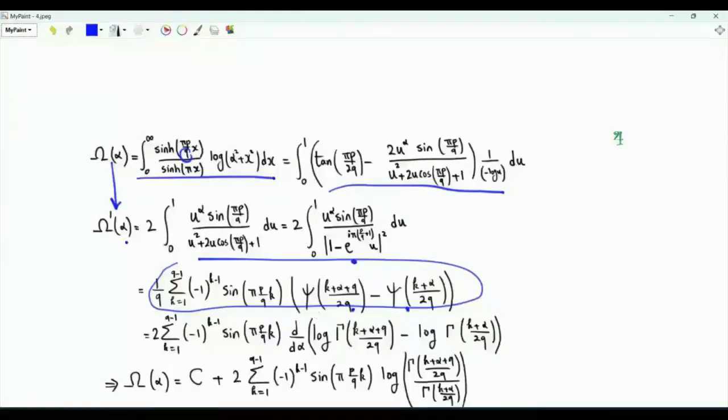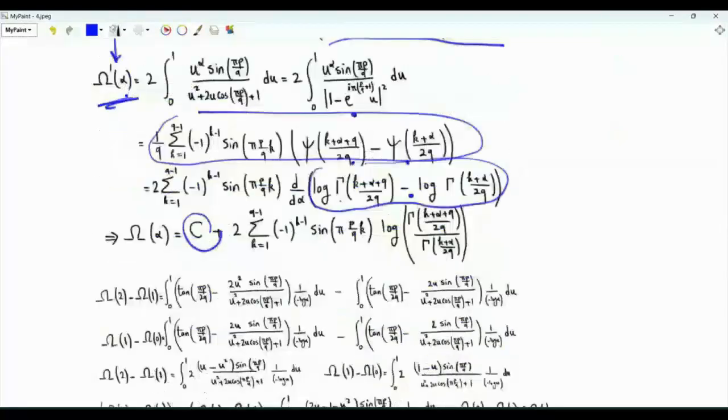The Digamma function is the logarithmic derivative of the gamma function, which means that we can obtain the antiderivative and get omega of alpha. The antiderivative is 2q log of gamma of (k plus alpha plus q) over 2q minus log gamma of (k plus alpha) over 2q. We can write this as the logarithm of a ratio of gamma functions. The issue now is to obtain the constant of integration. It turns out that this is not as straightforward as one hopes for.